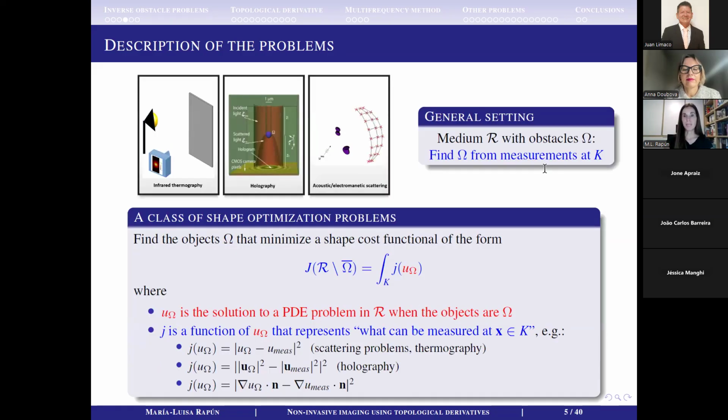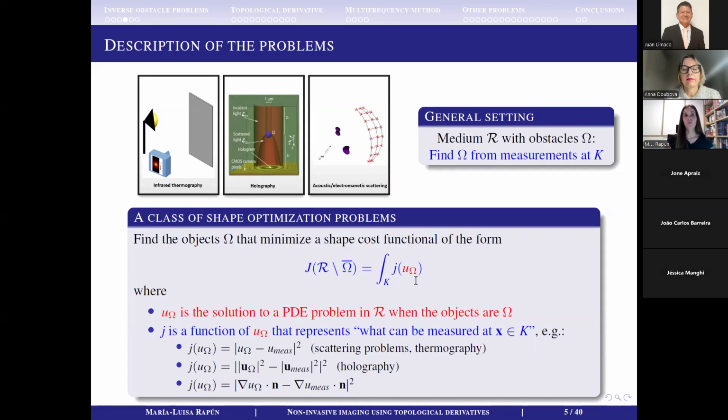For obtaining these objects, we are going to propose methods that are based on finding a minimum of some shape cost functionals, meaning that we are going to deal with functions which measure all the contributions in our observation region K. And this function small j is something that depends on the solution u omega of a PDE problem modeling the problem we are going to solve.